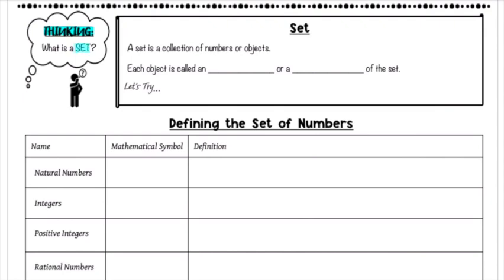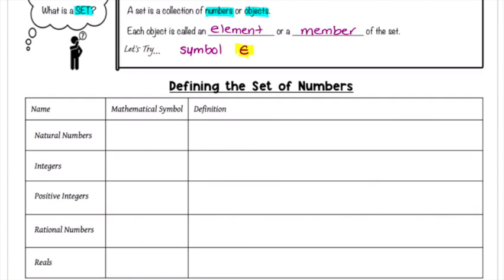What is a set? A set is a collection of numbers or objects. Each object is called an element or a member of the set. The math symbol for an element or a member looks like a backwards E. So, defining the set of numbers.